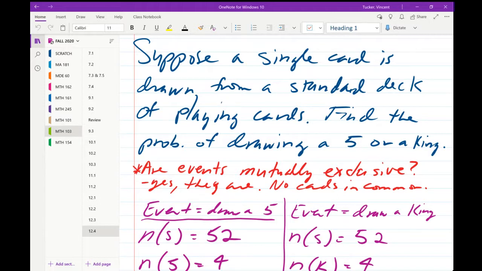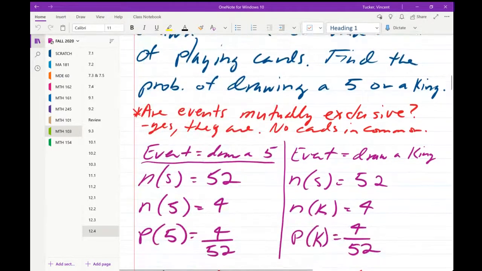So suppose a single card is drawn from a standard deck of playing cards. Find the probability of drawing a 5 or a king. What we have here in the red is the question that you want to ask yourself: are your events mutually exclusive? In this case, they are. They have no cards in common. There's no such thing as a king of 5s or a 5 that is a king. So they are mutually exclusive.